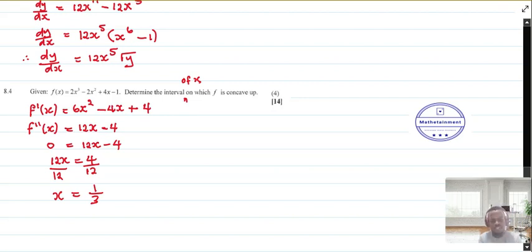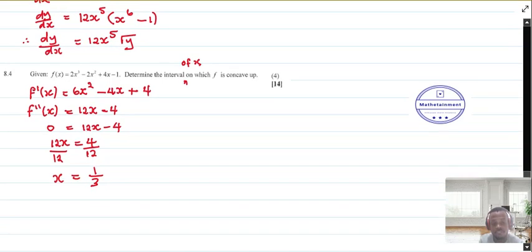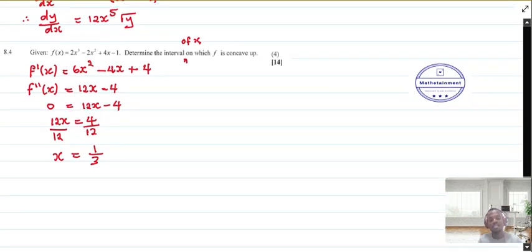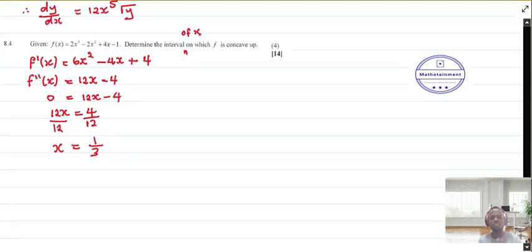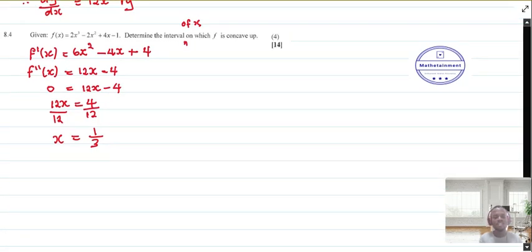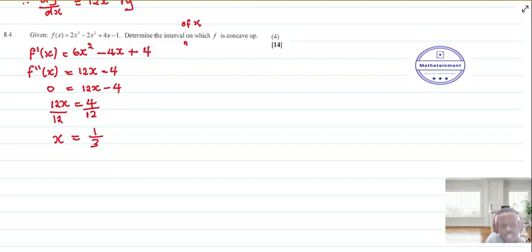But 1 over 3 in this scenario is a critical point, is a point of inflection. That means it's a point where the graph has to change its concavity. But you don't know whether it is changing to concave up or concave down. How do you find that the graph becomes concave up or concave down? Okay, let us start here.